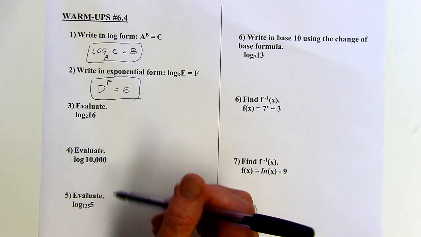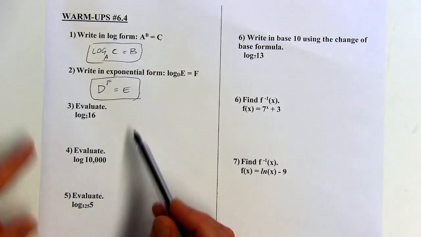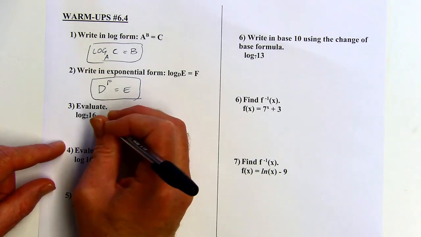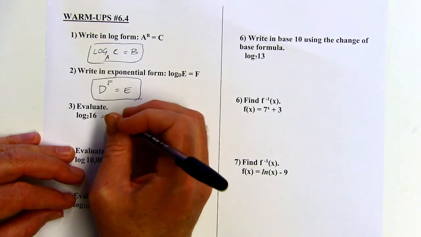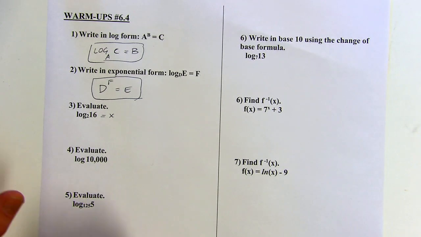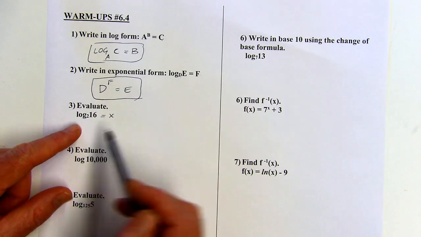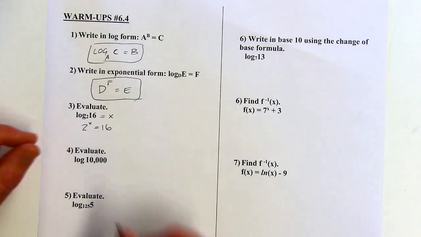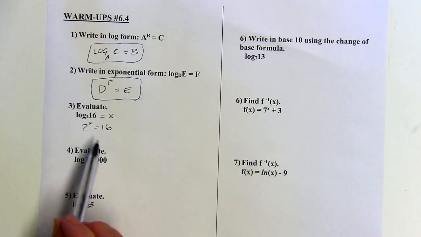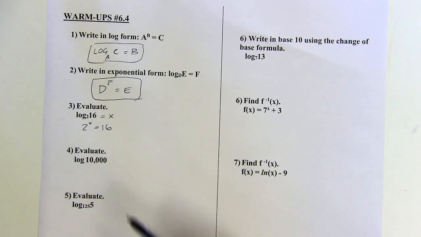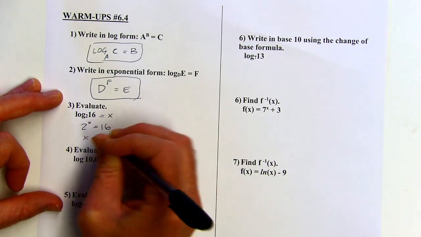So you can put these all into a calculator, but let's see if we can evaluate these three without a calculator. So if you understand what a log means, evaluate means what does this equal? So I'll just put x. I want to figure out what x equals, right? Well, if I convert this to exponential form, my base would be 2, my exponent is x, and this is 16. So then I'm thinking 2 to some power equals 16, and I can do that in my head. 2 to the second is going to be 4, 2 to the third is 8, 2 to the fourth is going to be 16. So that means x has to equal 4.